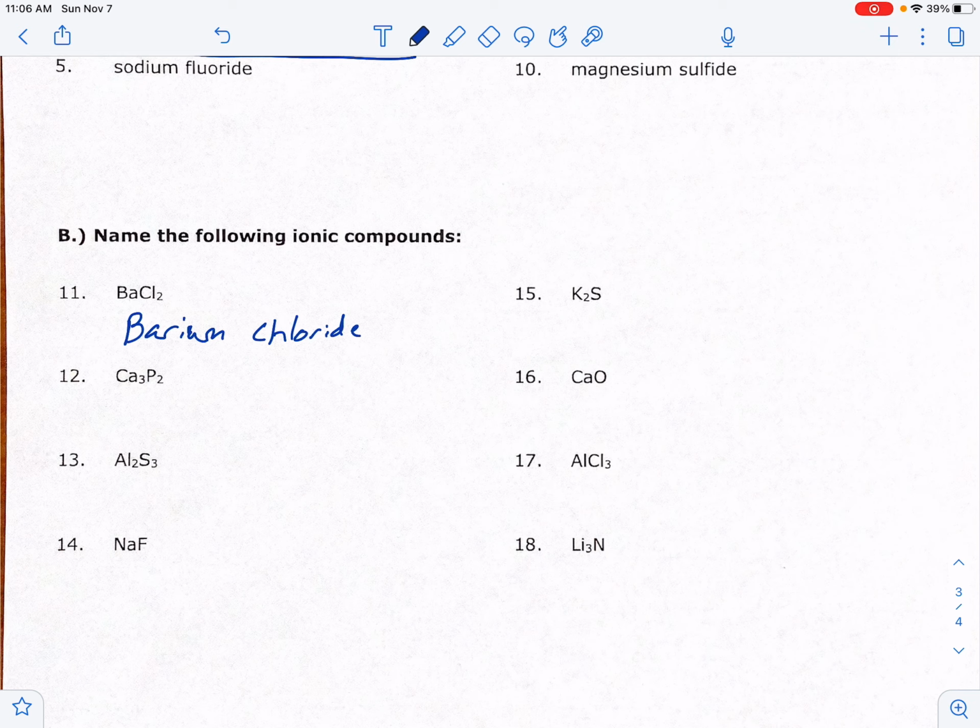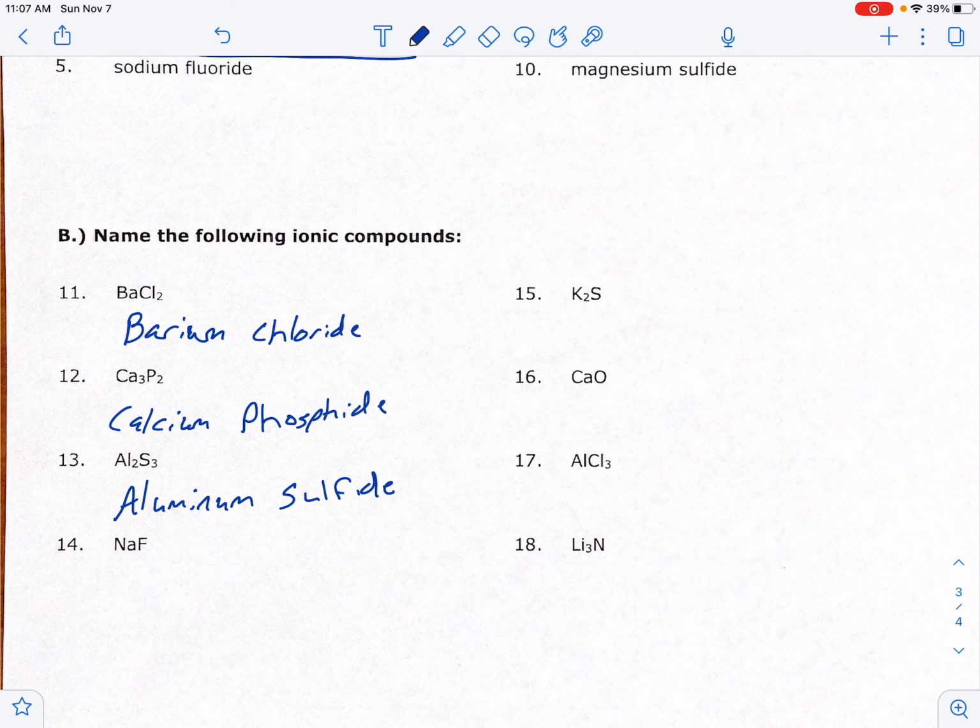Okay, number 12, Ca is calcium. So I'm going to write out calcium. And P is phosphorus. That's no longer phosphorus. It's now phosphide. Al2S3. So I have Al, which is aluminum. And then sulfur is now going to be considered sulfide.